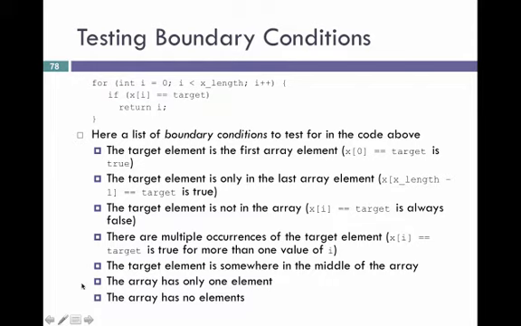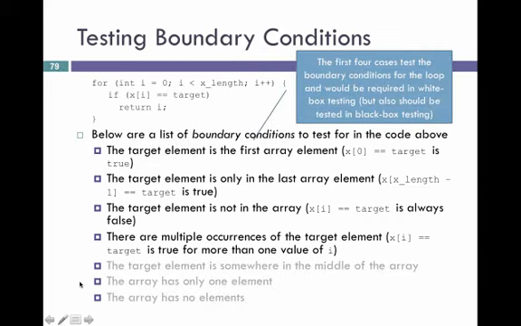The other thing we can do is test for exceptional cases of the array size. So what if the array has only one element in it? Or what if the array has no elements? We've got to make sure that something isn't broken on those maybe unexpected conditions. In this case, the first 4 of these test cases are boundary conditions for the loop and they'd be required in white box testing, but also should be tested in black box testing.